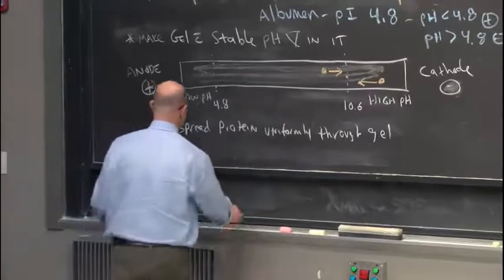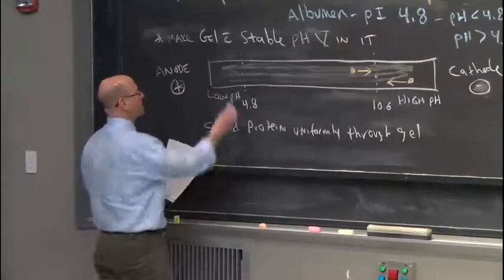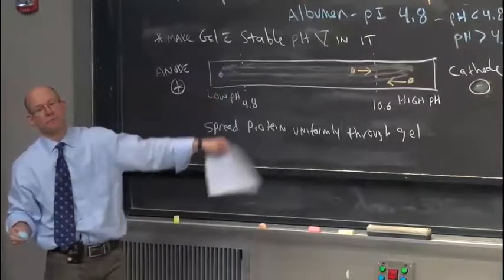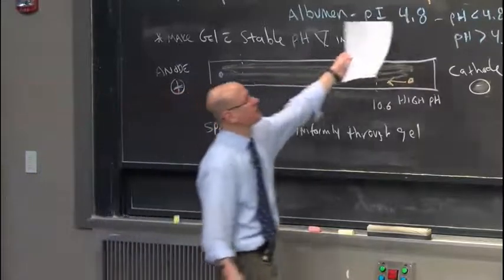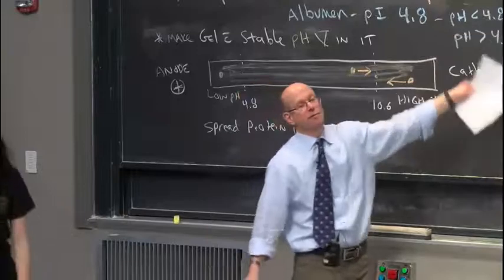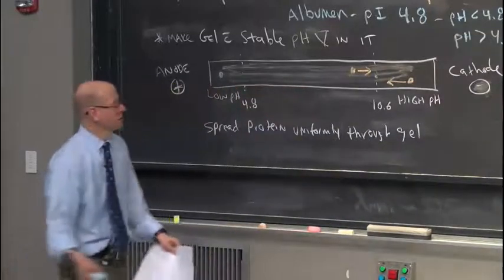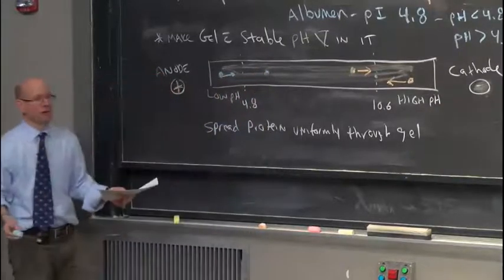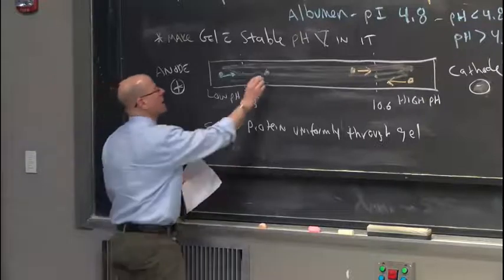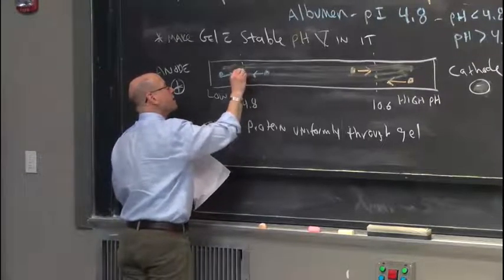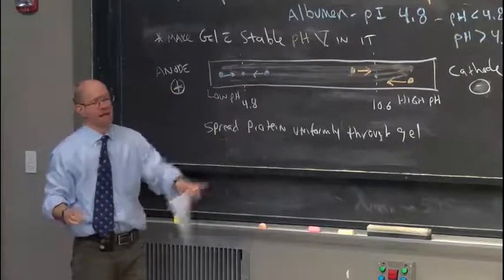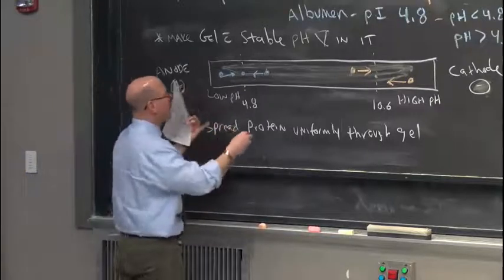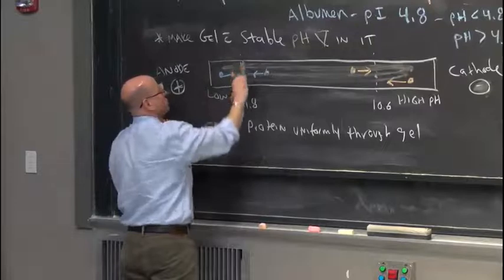Okay? Now let's do the same thing with albumin. Those albumin molecules that find themselves by chance at a pH less than 4.8, what's their net charge? So which way do they go? This way. And those albumin molecules that have a pH that's greater than 4.8 will be negatively charged, and they will move this way. And the rare molecules that happen to find themselves at a pH of exactly 4.8, where do they go? Nowhere.